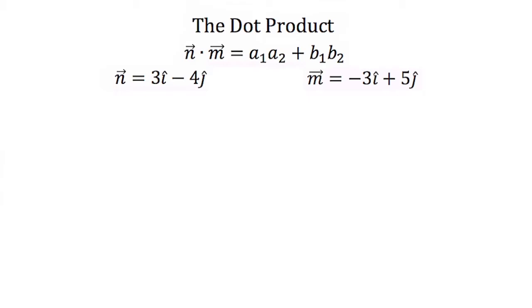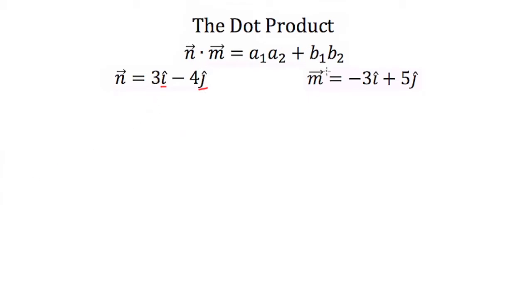So let's try taking the dot product of these two vectors. Here we have vector n, and it's equal to 3i hat minus 4j hat. And vector m is equal to negative 3i hat plus 5j hat. Now these i's and j's just indicate what direction our vector is moving. Here, vector n is moving 3 in the x direction. That's what this i hat means. n is also moving negative 4 in the y direction. That's what this j hat means.